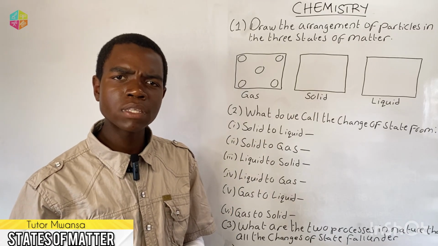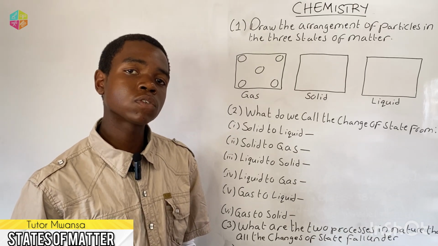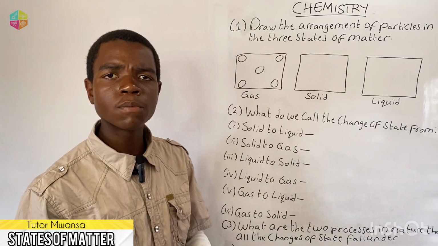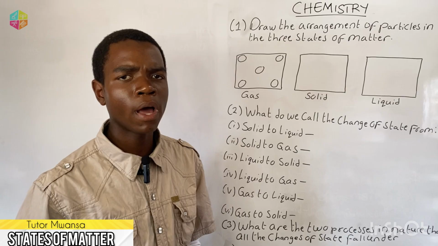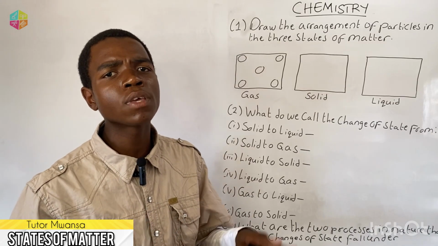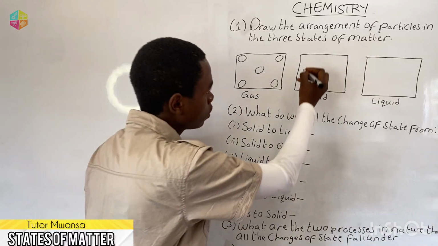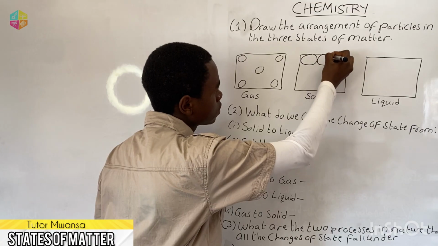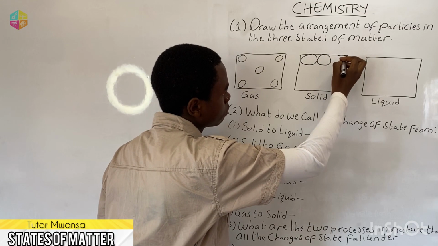Solids. How are particles arranged in solids? If you remember the physical properties of solids, when we talk about why solids have fixed shapes, they have fixed shapes because their particles are closely packed in a regular manner. Their particles are closely packed and arranged together in a what? A regular manner. So they look like this. They are closely packed and arranged together in a regular manner.